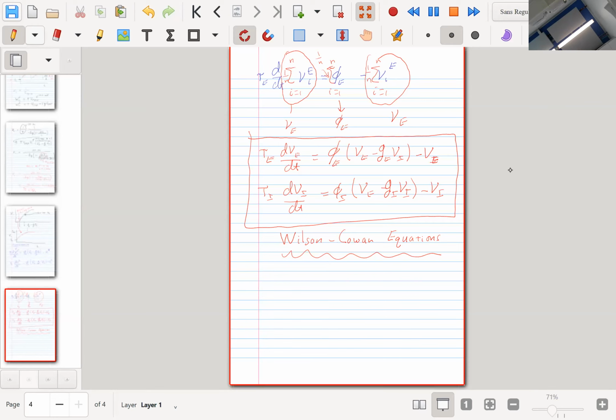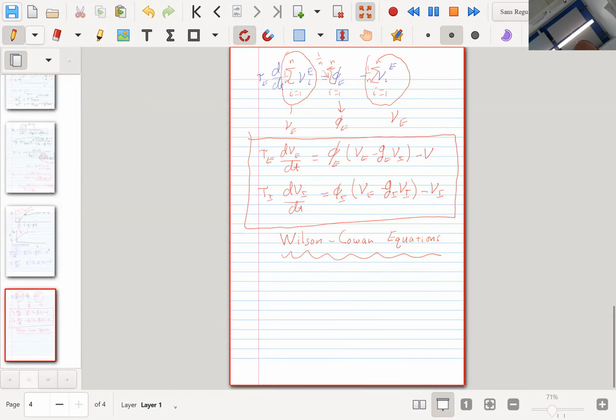Okay. So given these equations, what happens? Okay, what are the equilibrium? What are the firing rates? Do we get anything sensible? And it turns out the behavior of these equations is surprisingly complicated.